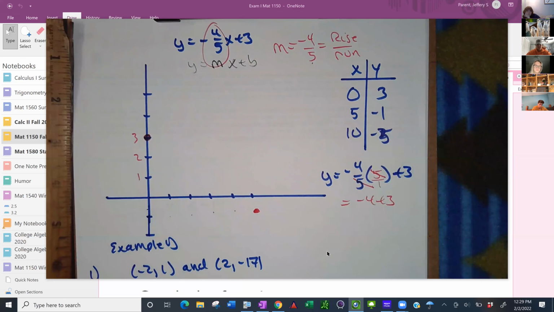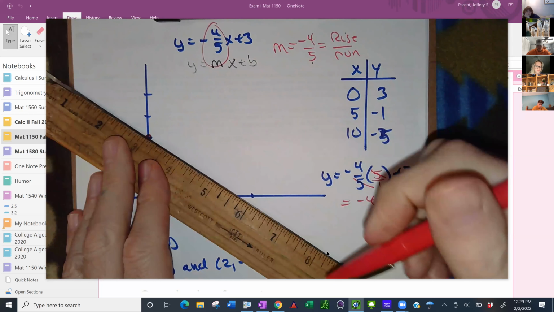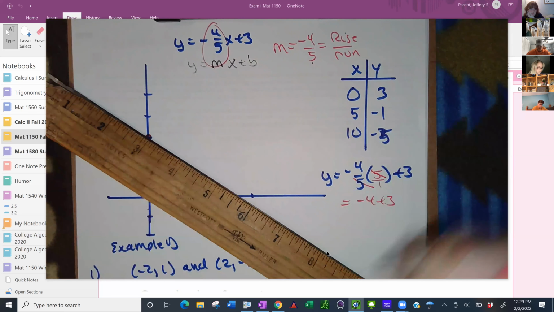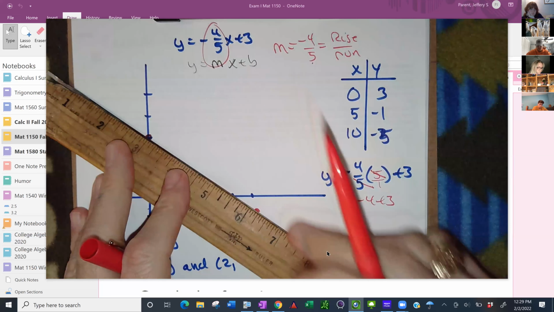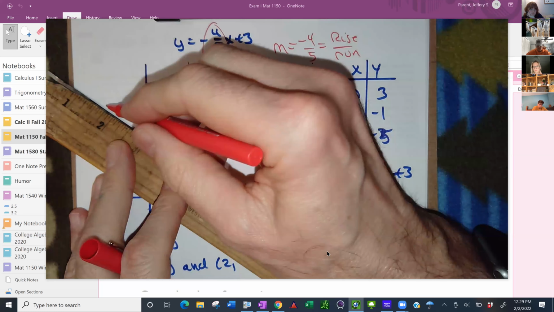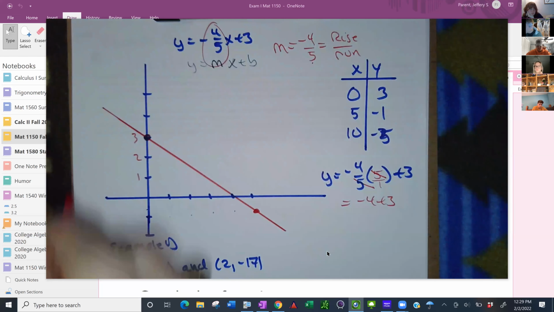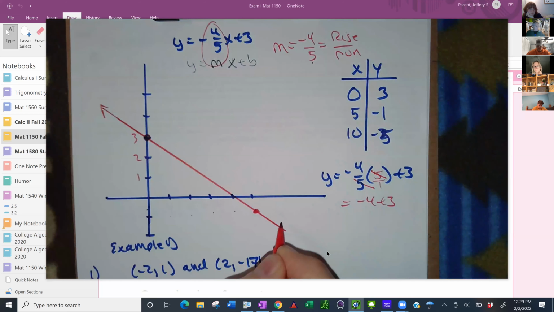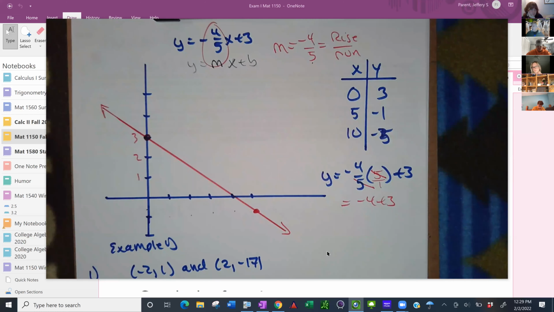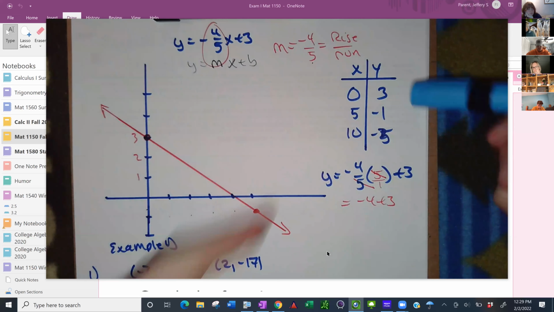But this is a pretty good way to graph the equation of a line. You can count on graphing the equation of a line, not only here, but on the final exam. That's something you should leave this course with the ability to do. Now, if you want to do it the way I did it here, by plotting points, that's fine.